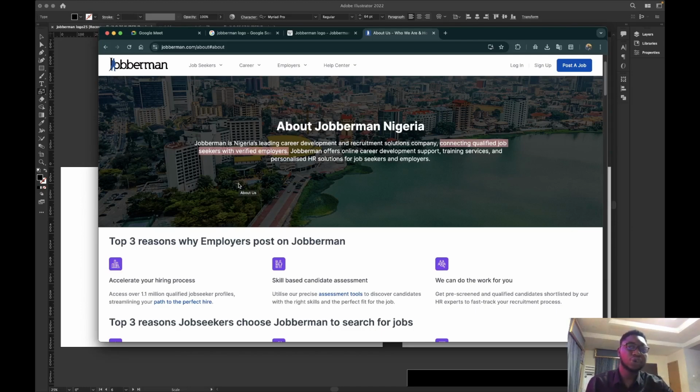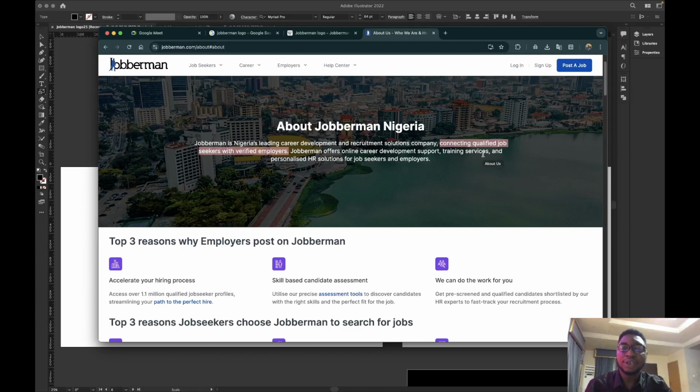You just go to the about section, because the about section tells you about the brand. I will read it out. I know you can see it, but let me read it out. Jobberman is a leading career development and recruitment solution company, connecting qualified job seekers with verified employers. Jobberman offers online career development, support, training services, and personalized HR solutions for job seekers and employers.